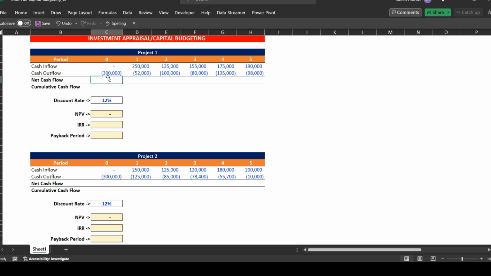So now let's find the net present value for project one, which should be the cash inflow plus or minus the outflow. So let's hit enter here. Then let's drag it to the last column. And now let's find the NPV.